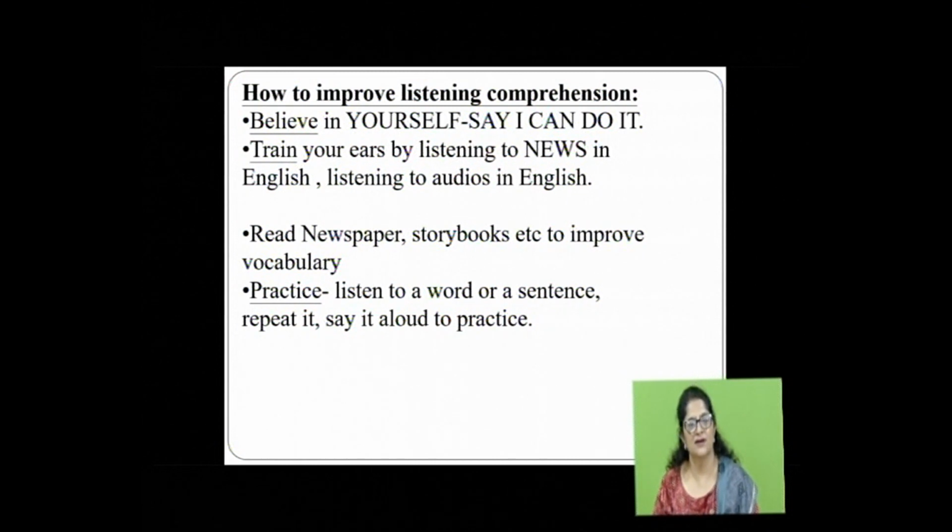And how to change your attitude? Repeat to yourself. English is the most dreaded language, the most loved language also. Everyone wants to speak good English, isn't it?